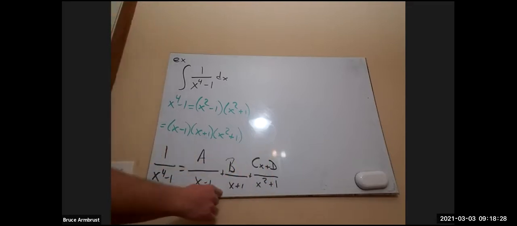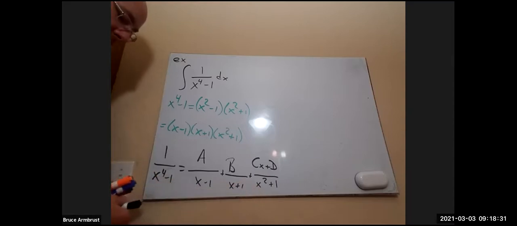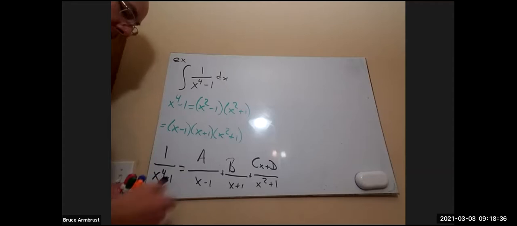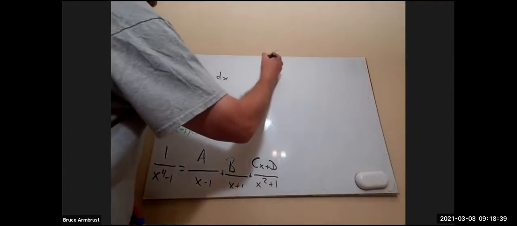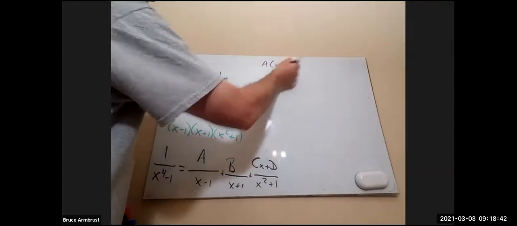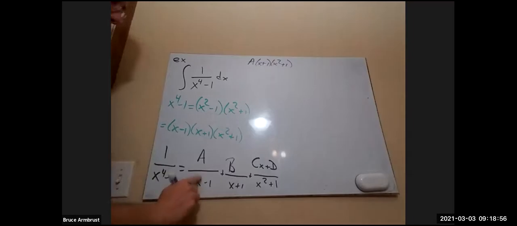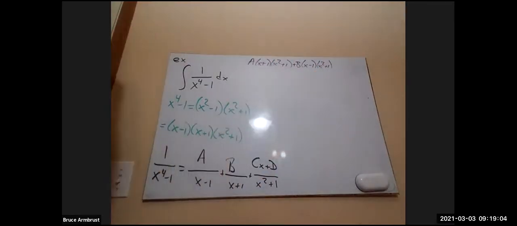If I were to combine these 3 into one fraction, I'd have to multiply the tops by the missing factors. So that's what this is going to look like. We're going to have A times x plus 1 times x squared plus 1. So the A is missing those 2 factors. The B can have an x minus 1 times an x squared plus 1, because that's missing those 2 factors.